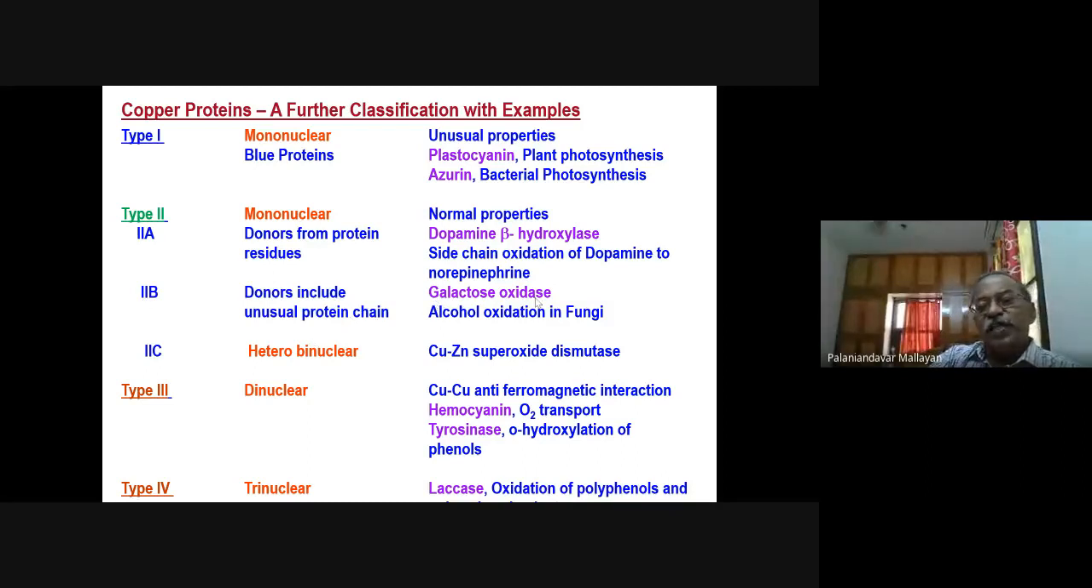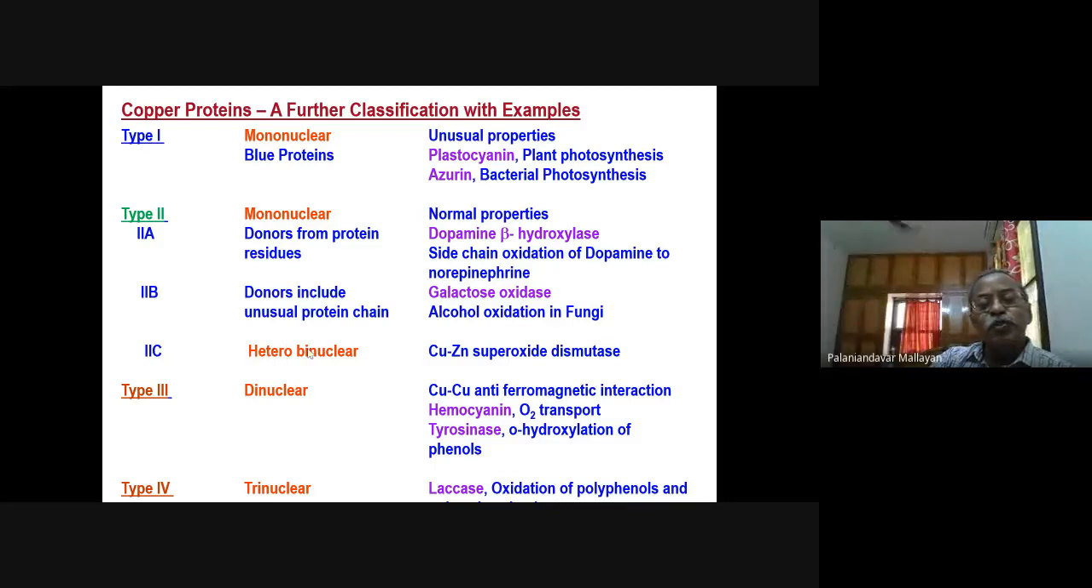So galactose oxidase is a good example to demonstrate this idea. That is, protein side chains are derivatized. They are involved in oxidation of alcohol in fungi. Right? Alcohol is oxidized to the aldehydes. Type 2C. What are type 2C? They are also having copper in the normal geometry, normal properties.